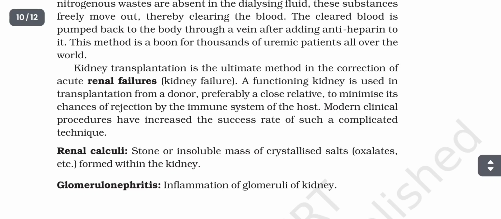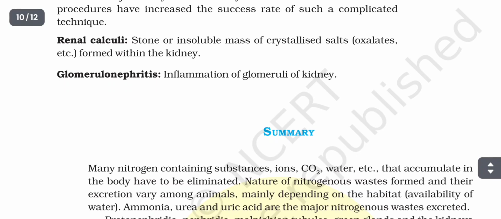Kidney transplantation is the ultimate method in the correction of acute renal failures. A functioning kidney is used in transplantation from a donor, preferably a close relative, to minimize its chances of rejection by the immune system of the host. Modern clinical procedures have increased the success rate of such a complicated technique. Renal calculi: stone or insoluble mass of crystallized salts formed within the kidney. Glomerulonephritis: inflammation of glomeruli of kidney.